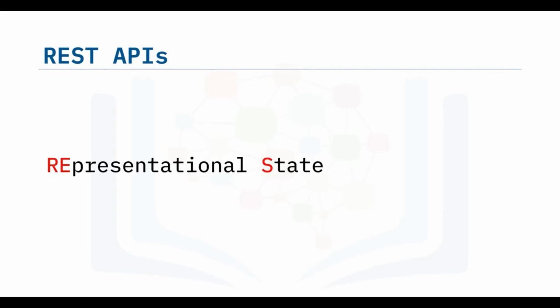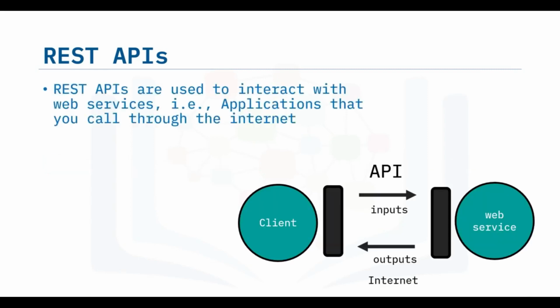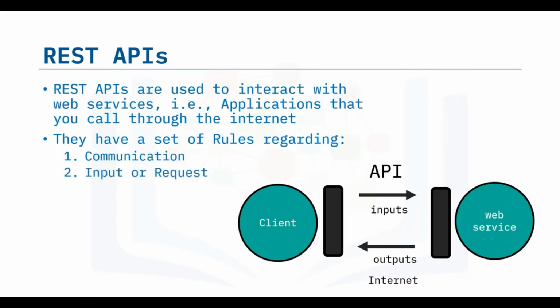REST APIs are another popular type of API. They allow you to communicate through the internet, letting you take advantage of resources like storage, access more data, artificial intelligence algorithms, and much more. The RE stands for representational, the S for state, and T for transfer. In REST APIs, your program is called the client. The API communicates with a web service you call through the internet. There is a set of rules regarding communication: input or request, and output or response.